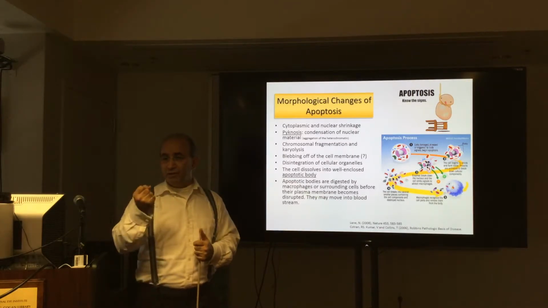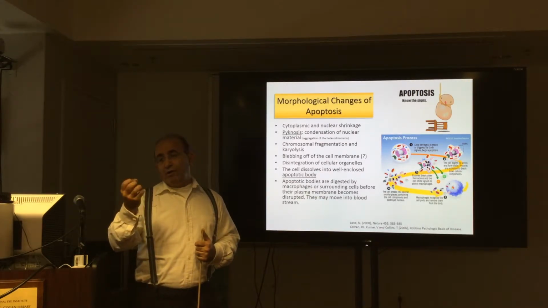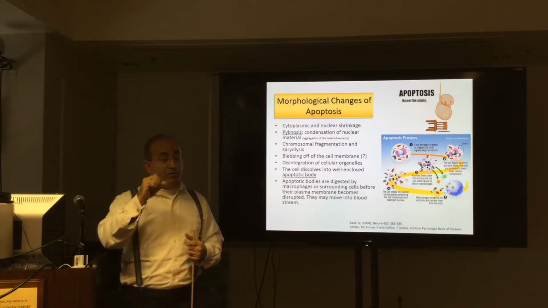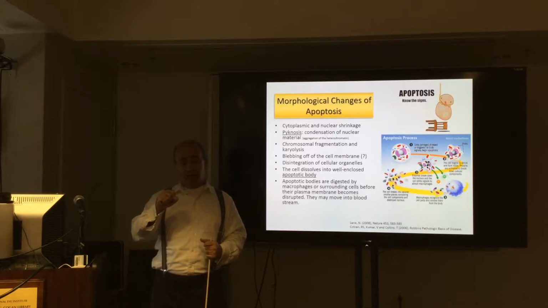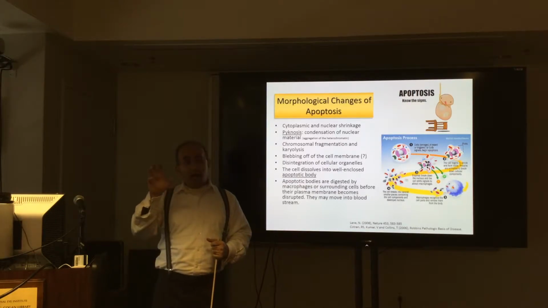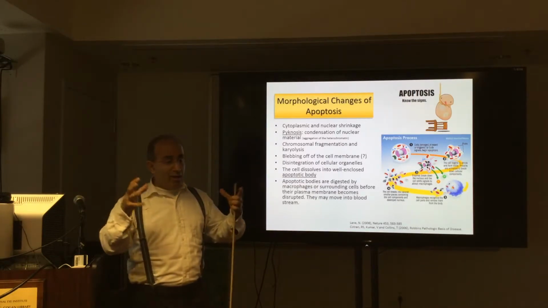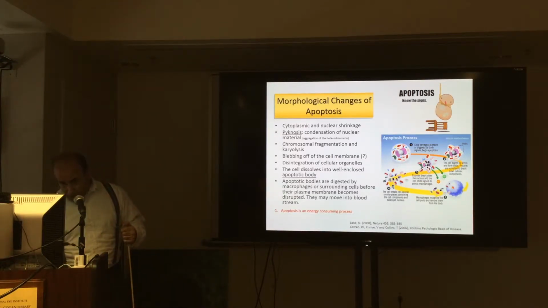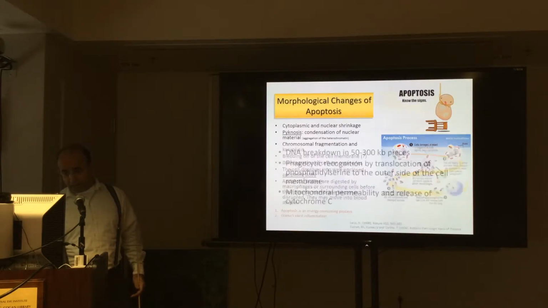You have an apoptotic body that the macrophages come and take. I'm going to show you that in an eye of a mouse. And nothing remains. Basically, the whole thing disappears. So again, apoptosis requires a lot of energy to happen because it's all digestion that is taking place, and it does not elicit immunological reaction.